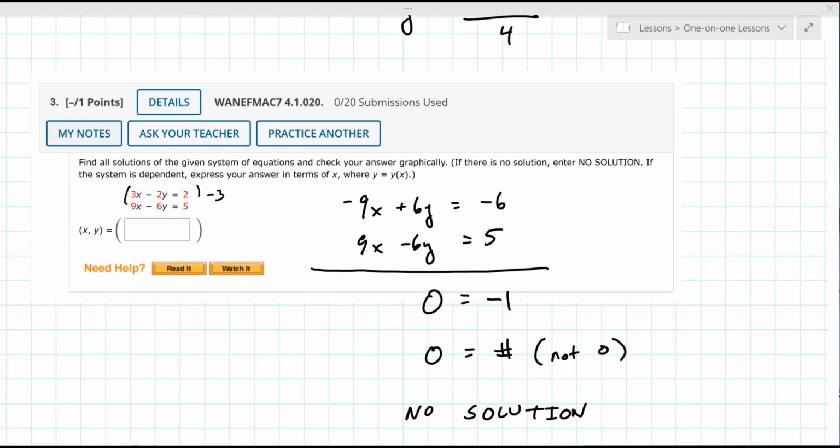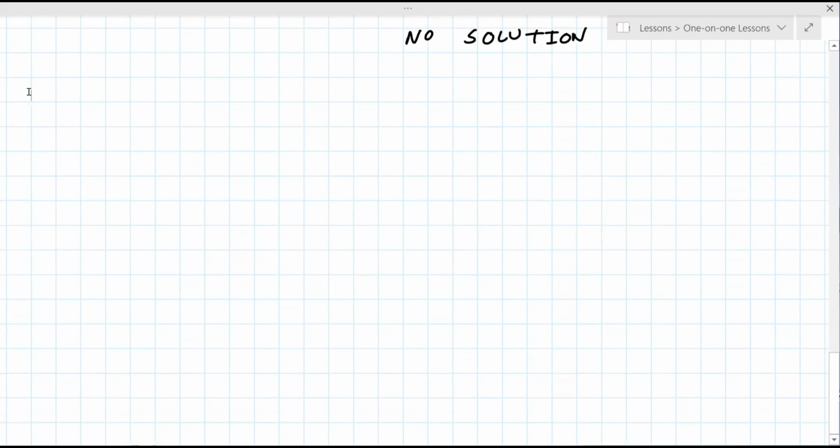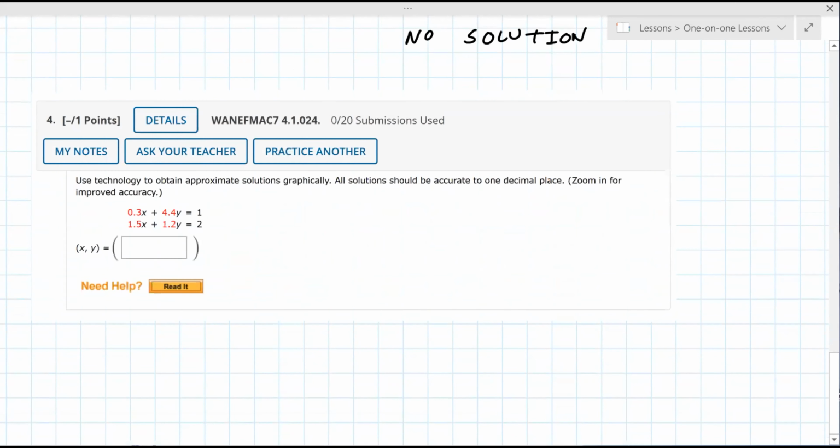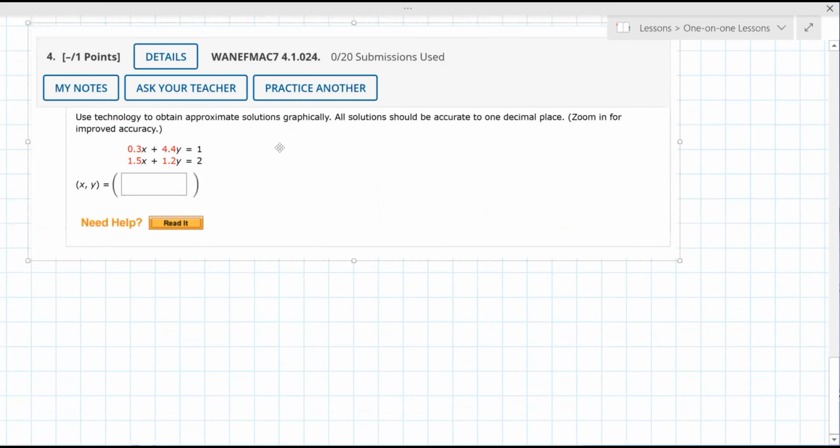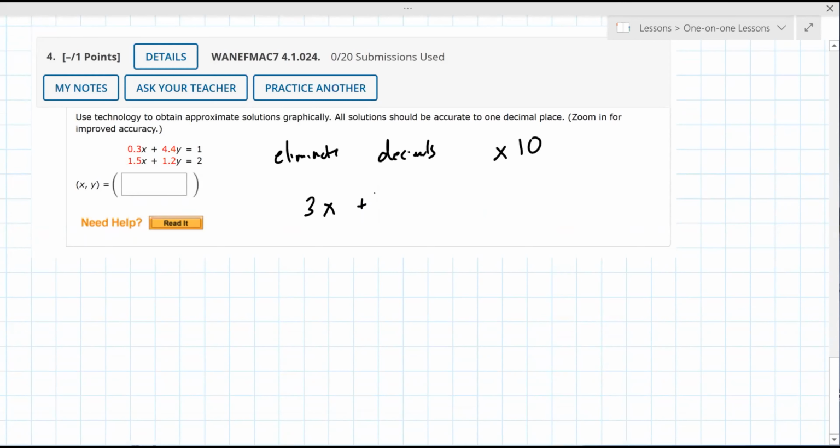So now that we've gone through that question, they're giving you variations on it. Like the first one had a bunch of fractions. This next question that I'm snipping in right now, it has decimals. So we're just going to eliminate the decimals. And to do that, you're going to multiply everything by 10. So you get 3x plus 44y equals 10. 15x plus 12y equals 20.